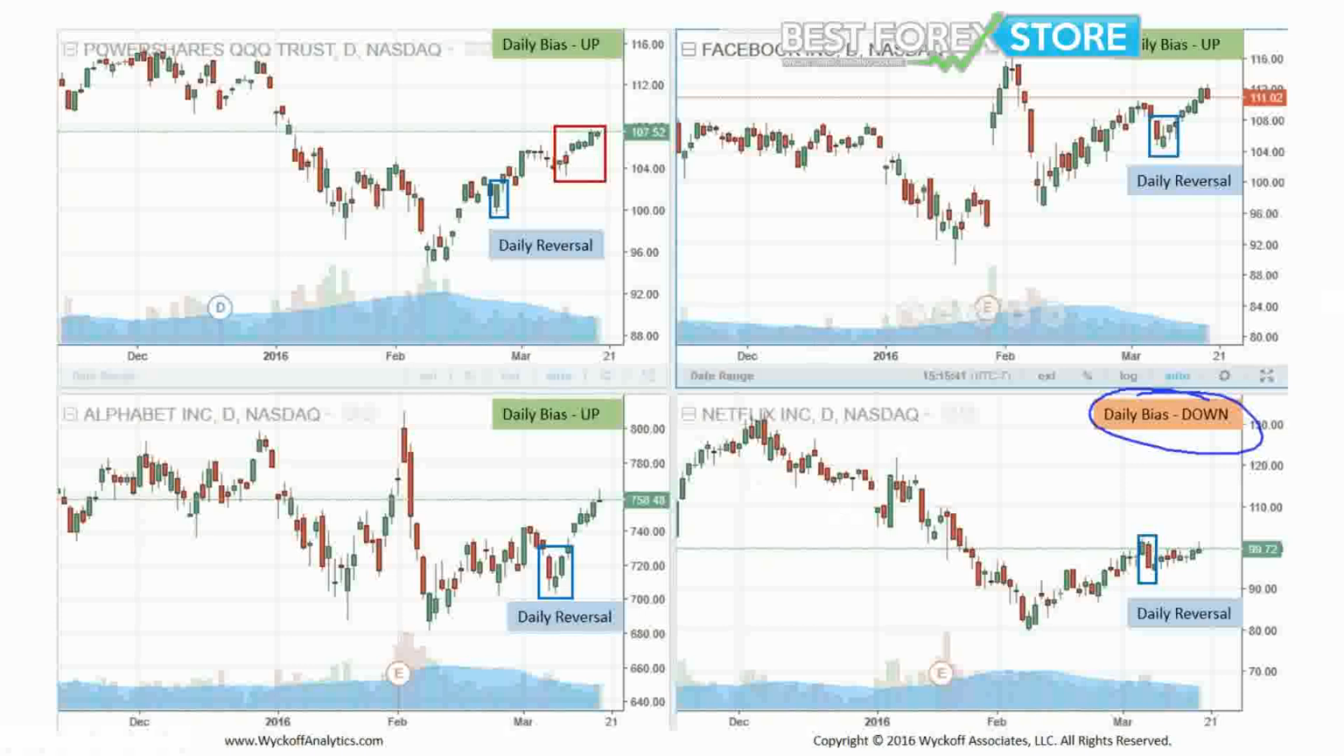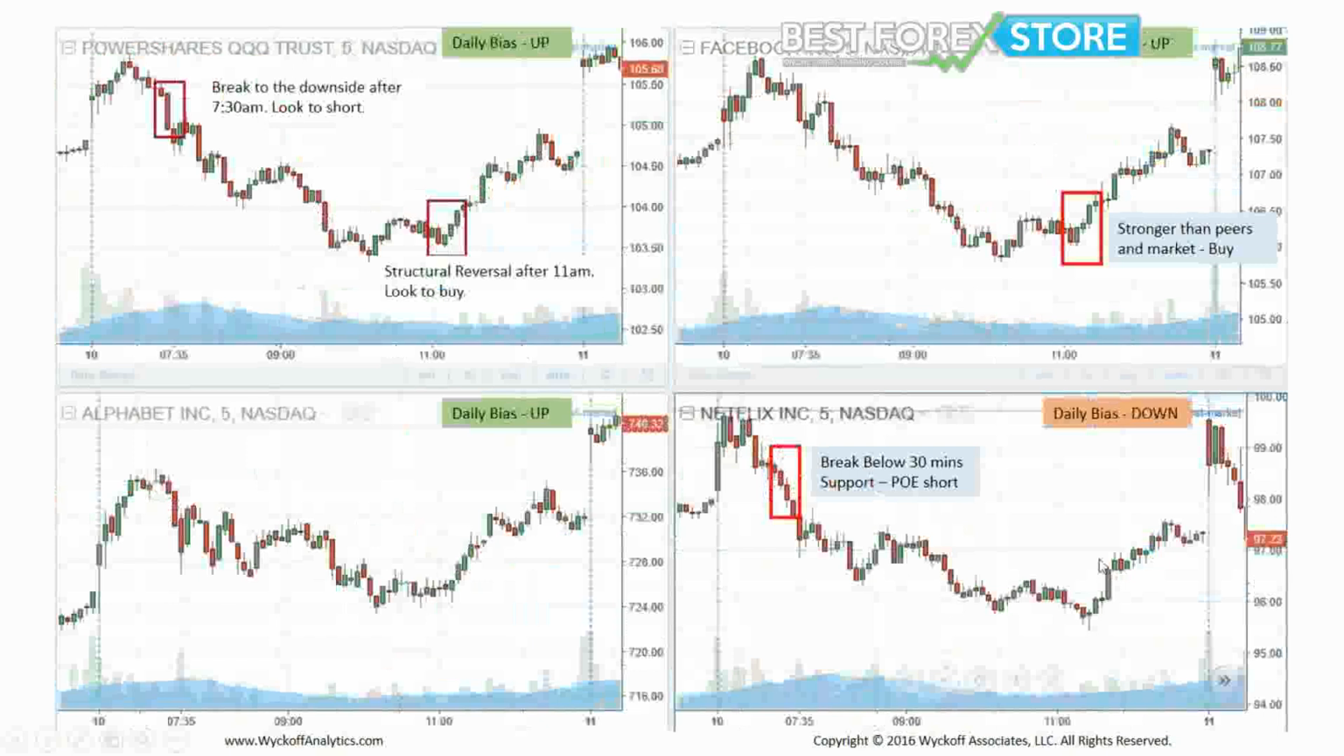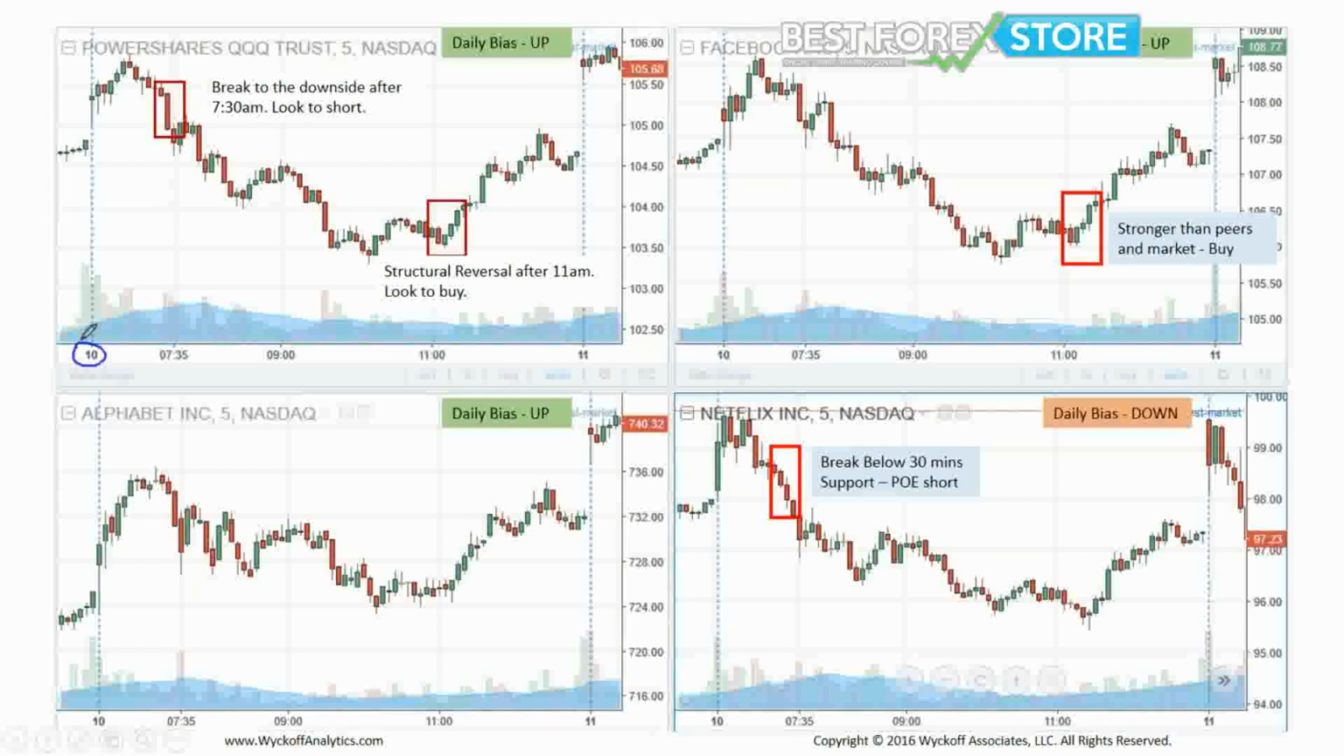So now that we know daily swing biases, and this is kind of like a long-term picture for us, let's go to a specific day. So this was March 10th. And again, one of the things when we start the session is to understand what kind of volatility we're going to have after we understand the daily bias, what kind of volatility we're going to have within the first 30 minutes.